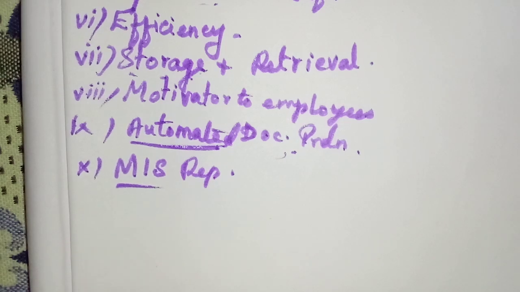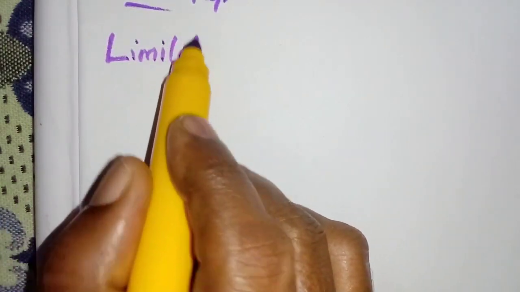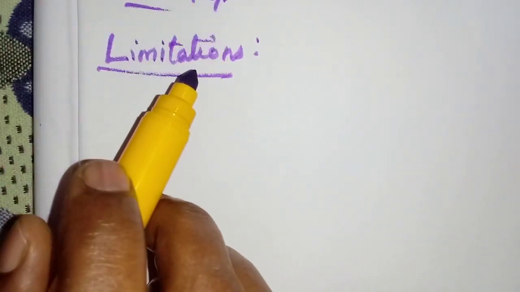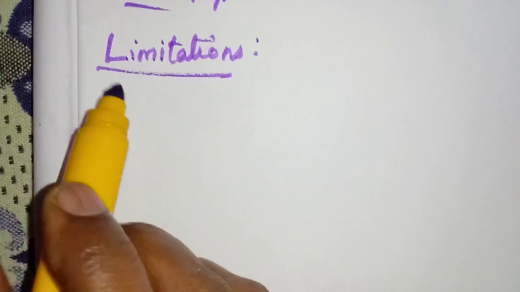Okay, now we will see the limitations. What are the demerits in the computerized accounting system? Though we have many advantages, we have some disadvantages also, equal to the advantages. Let us see one by one.